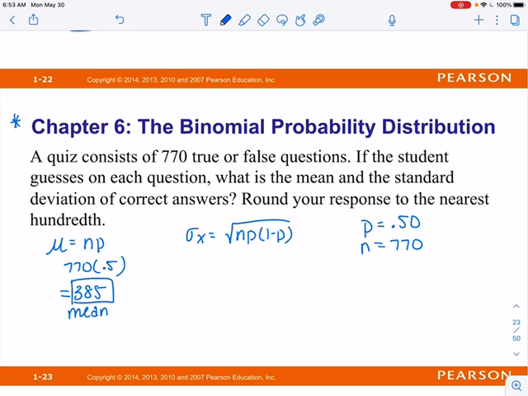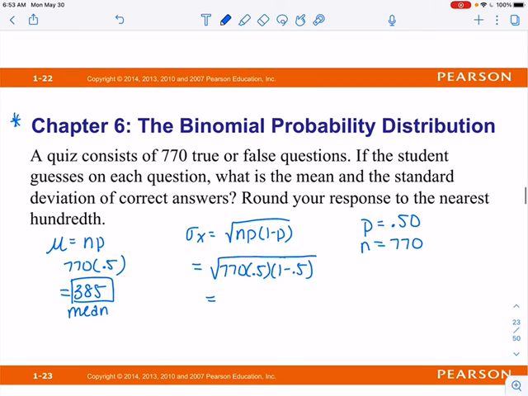And then this one is going to be our standard deviation here. We'll have the square root of 770 times 0.5 times 1 minus 0.5. And when you stuck all that into the calculator and round to the nearest hundredth, that should come out to 13.87. And that is your standard deviation. And that's it.